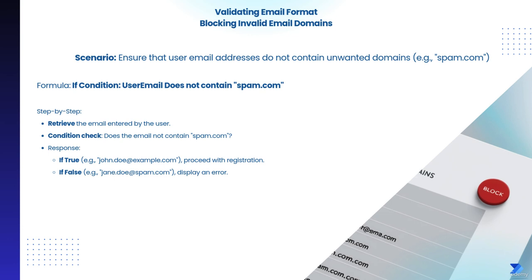Step-by-step explanation. Input data. Retrieve the email address entered by the user. Condition check. The flow checks if the user's email address does not contain the substring spam.com. Response. If the user's email is john.doe@example.com, the condition returns true. Allow the user to proceed with the registration.